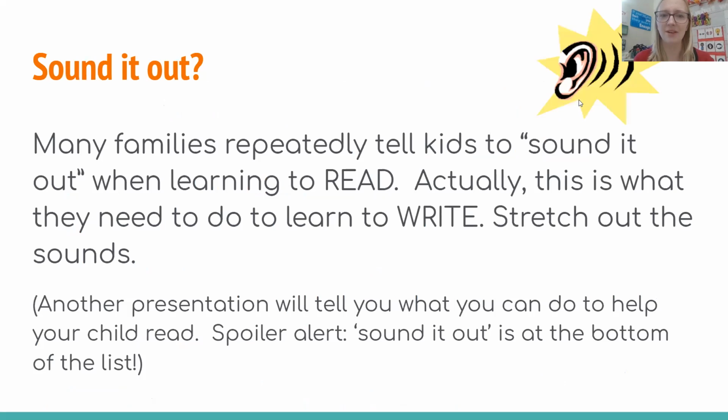Sound it out. What does sound it out mean? Many families repeatedly tell kids to sound it out when reading. But this is also what you need to do when they're learning to write. Stretch out the sounds. I'm going to do a different presentation about helping reading, and spoiler alert, sound it out is at the bottom of the list.